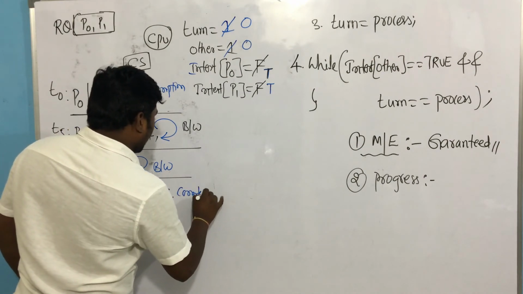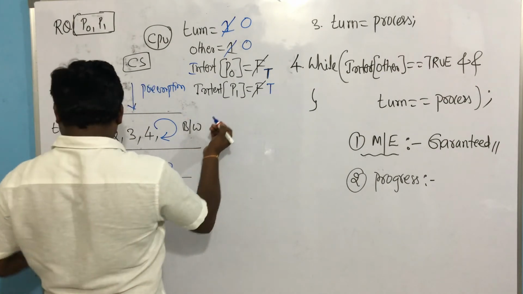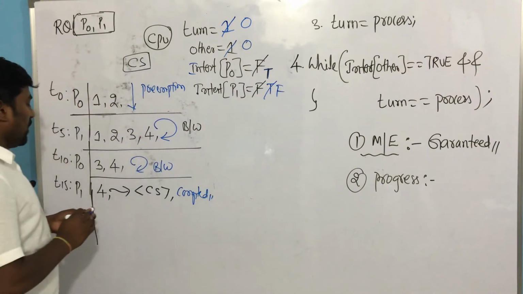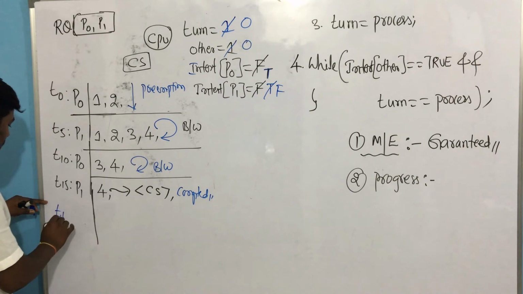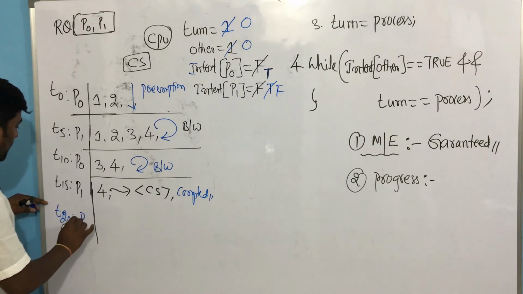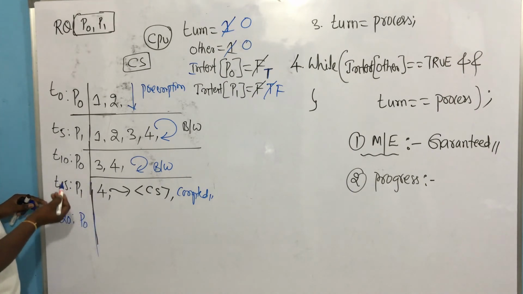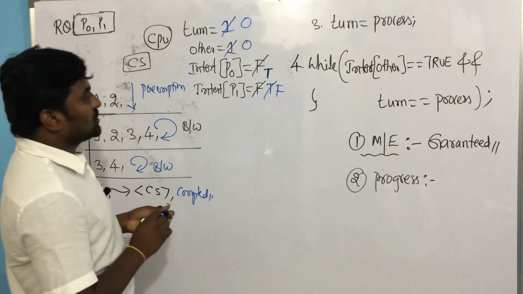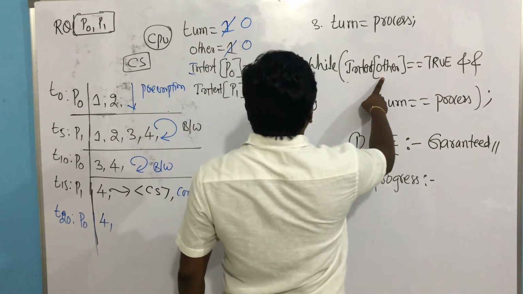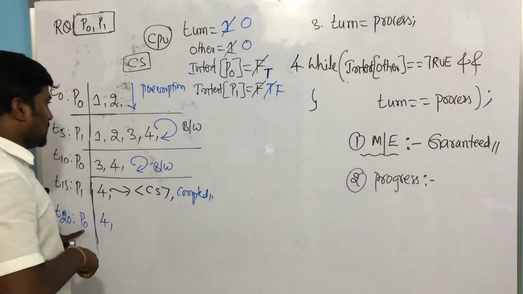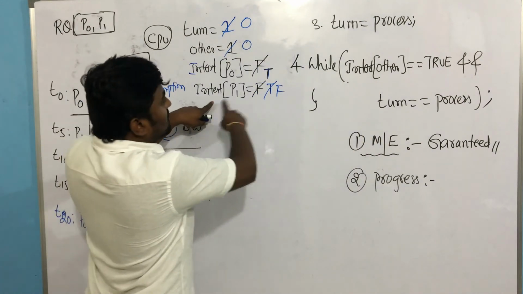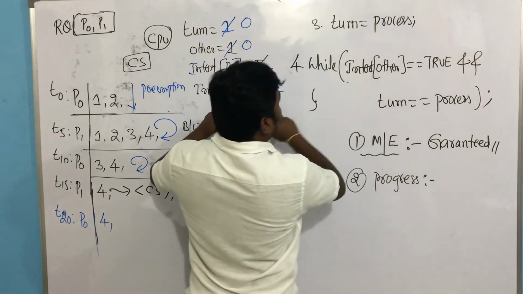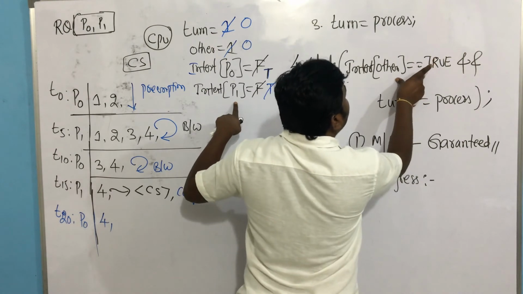So once completed, what happens now? Interested of P1 will be false. We have to make it false. Now once this is over, after T20, P0 will come. Yes or no? P0 will come. The fourth instruction will run. Check the fourth instruction. Interested of other. Who is other now? P0 is the process. Other is what? P1. P1 is other. Interested of other means P1. What is it, true or false? False. False equal to true, this condition is false.